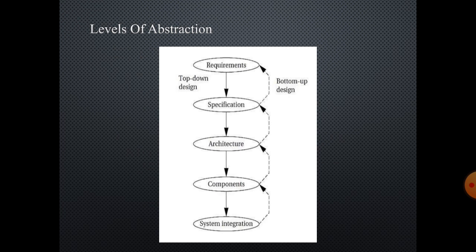In the diagram given below, we can see the different levels of abstraction. There are 5 levels of abstraction in designing an embedded system. The arrows that go downwards mean the top-down design approach, and the dotted arrows that go up denote the bottom-up design approach. So the 5 levels of abstraction are: first one, the requirement; second, specification; third, architecture; fourth, components; and fifth, system integration.